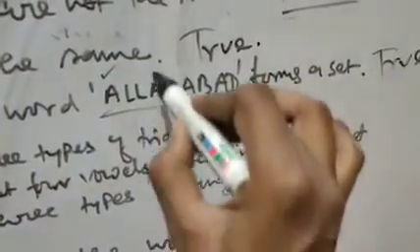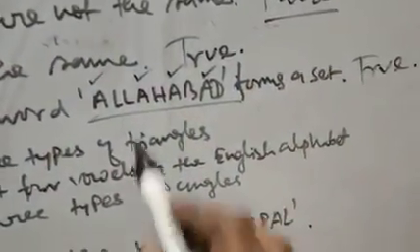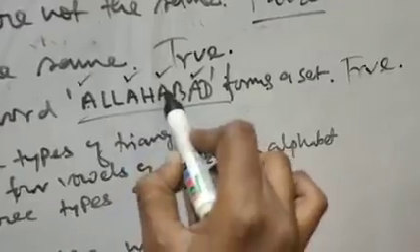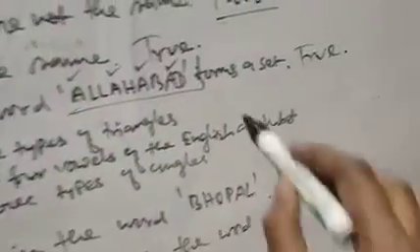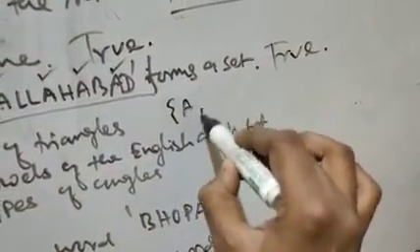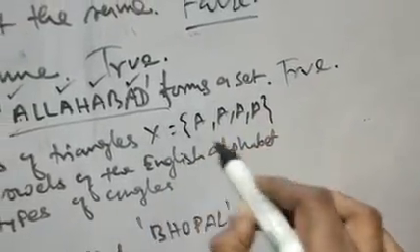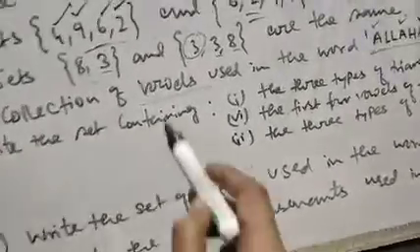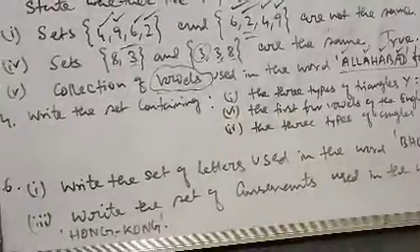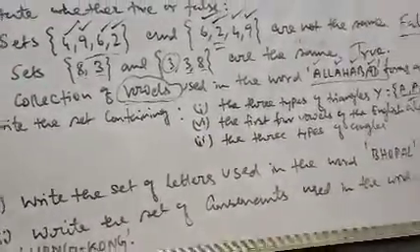So the collection of vowels means here A is a vowel, here also A is a vowel, and A is a vowel, and A is a vowel. So all the vowels are A, and the set will be like this. All the 4 vowels are there. Suppose the set is X. The vowels form a set, because it precisely says we have to take only vowels, not consonants. Therefore, this will form a set. This is a true statement.